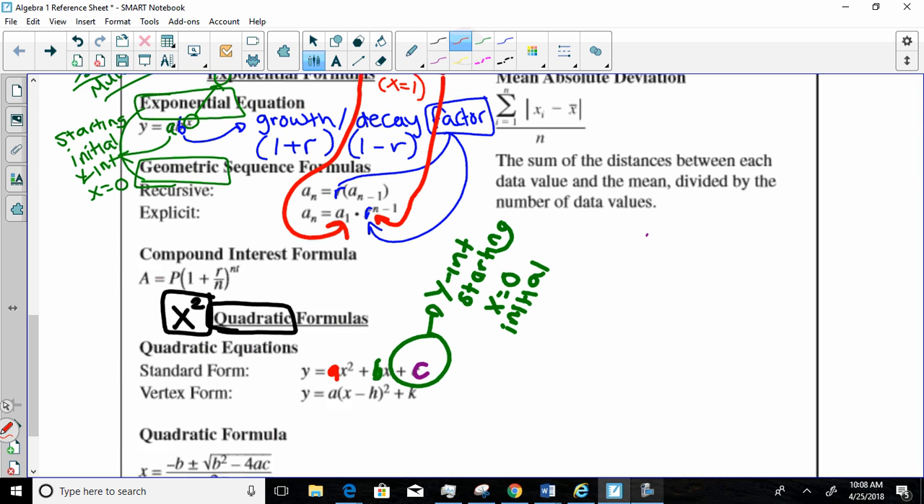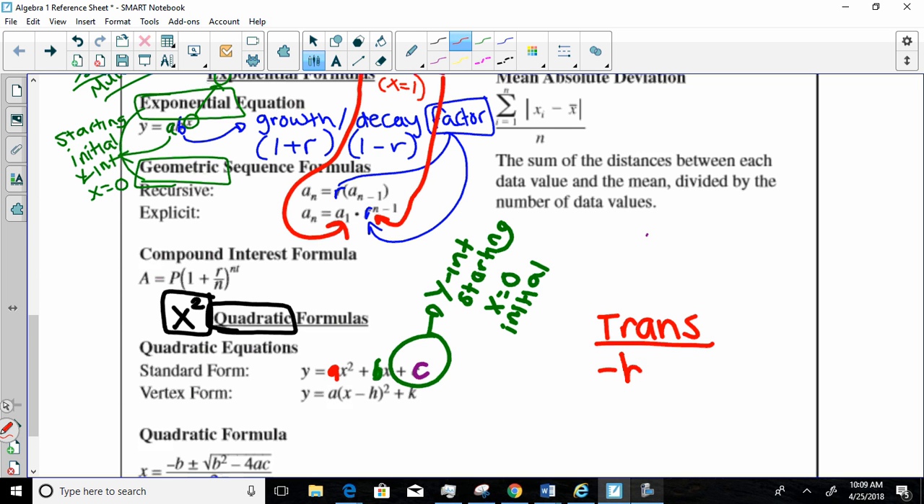Vertex form is where we can either find the vertex, right, or transformations. Remember, minus h to the right. Remember all that? That equation's given to you right here. They even say minus h, so they're telling you to switch it. So I'm going to put transformations right here.